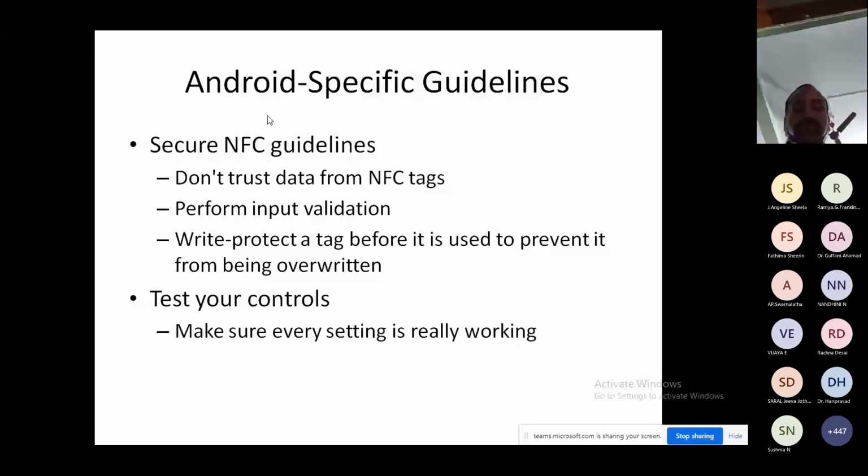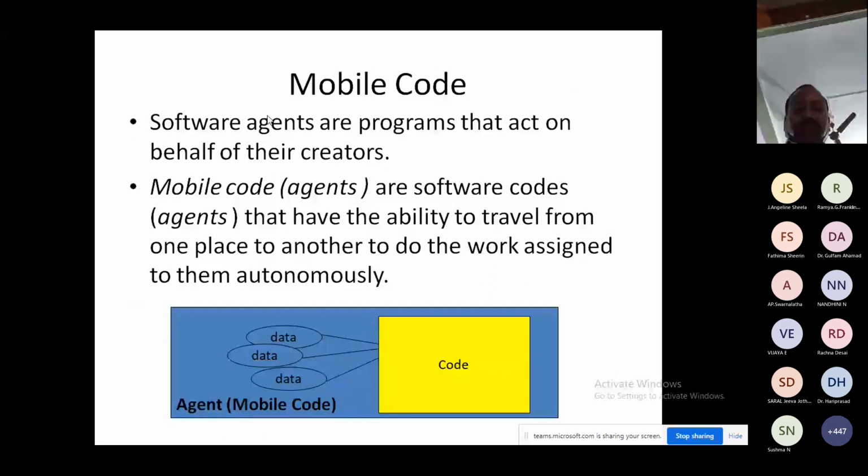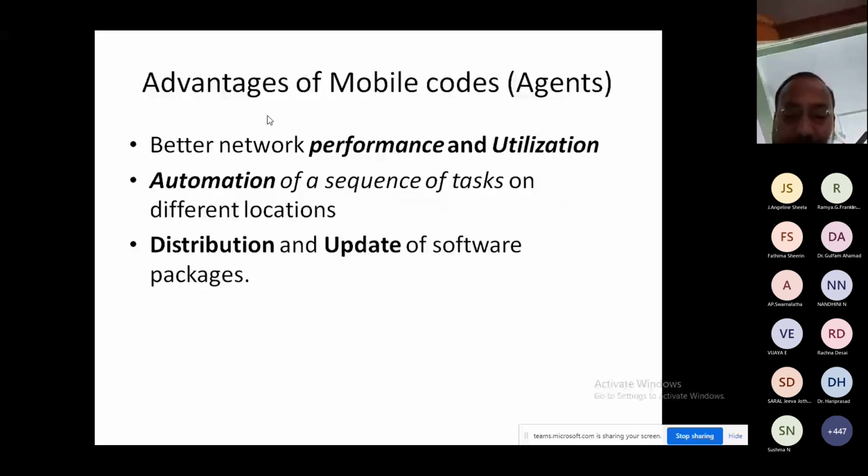Then mobile code, it is a software agent, programs that act on behalf of their creators. So mobile code agents are software code or agents that have the ability to travel from one place to another to do the work assigned to them autonomously. So the data is where the mobile code agent is working on the code. So advantages of mobile code are better network performance and virtualization. Another advantage is automation of a sequence of tasks at different locations, and distribution and update of software packages.